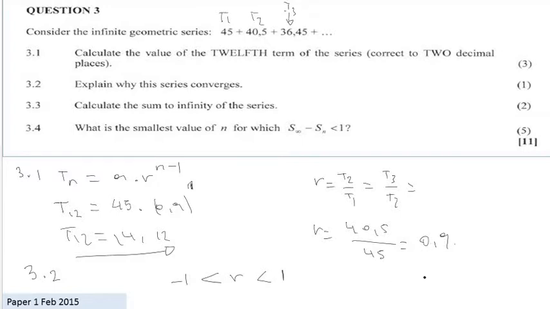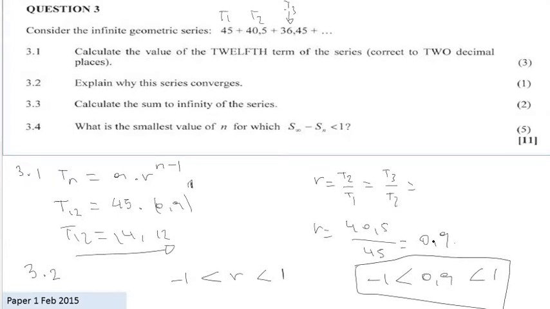So we can say that 0.9 is between -1 and 1, so the series converges. We just need to write this notation. If you have the ratio of 2, you cannot say that 2 is between -1 and 1, so you just need to say the series does not converge. In that case, the series converges.